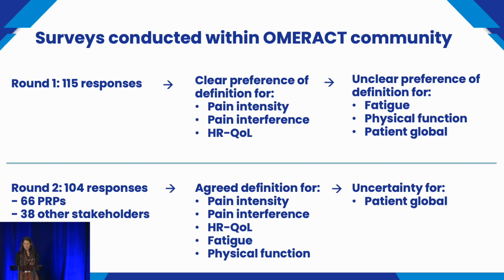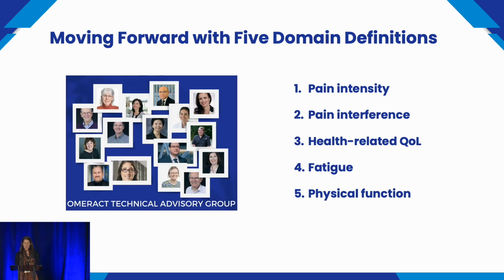We had 104 responses, including 66 PRPs and 38 other stakeholders, and we analysed the data in round 2 by these 2 groups. We took the results of the second round to the OMERACT Technical Advisory Group to ask if they had any major concerns that were significant enough to override the recommendations from these surveys. And we moved forward with recommended definitions for 5 domains that we're going to discuss further with you today.